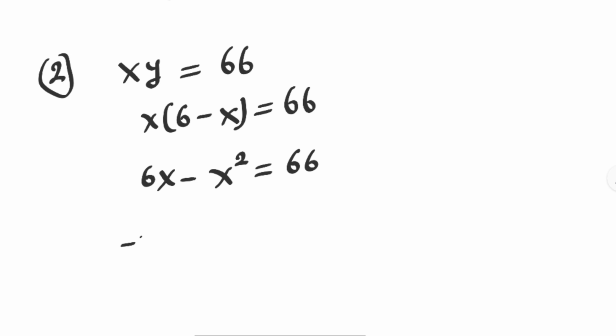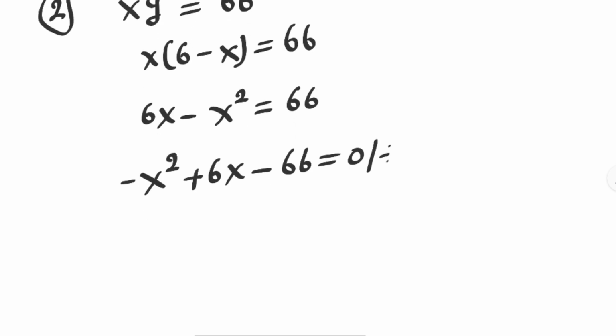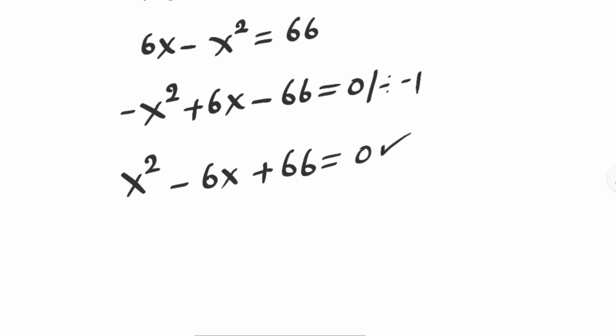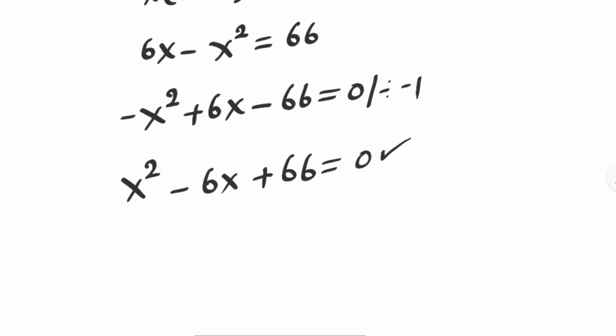This can be written as minus x squared plus 6x minus 66 is equal to 0. Let us divide the whole of this equation by minus 1. Minus x squared divided by minus 1 will give x squared, then plus 6x divided by minus 1 is minus 6x, and minus 66 divided by minus 1 is plus 66, is equal to 0. This is a quadratic equation which can be solved using the quadratic general formula.